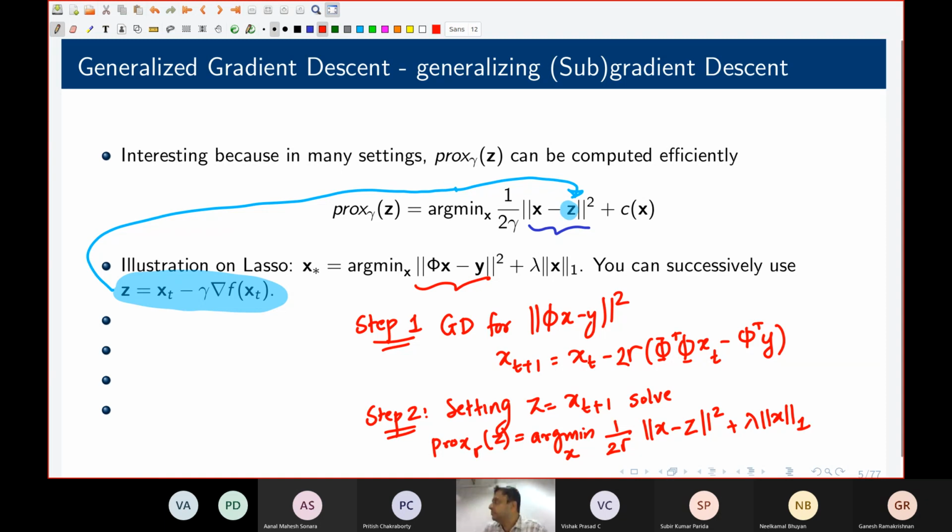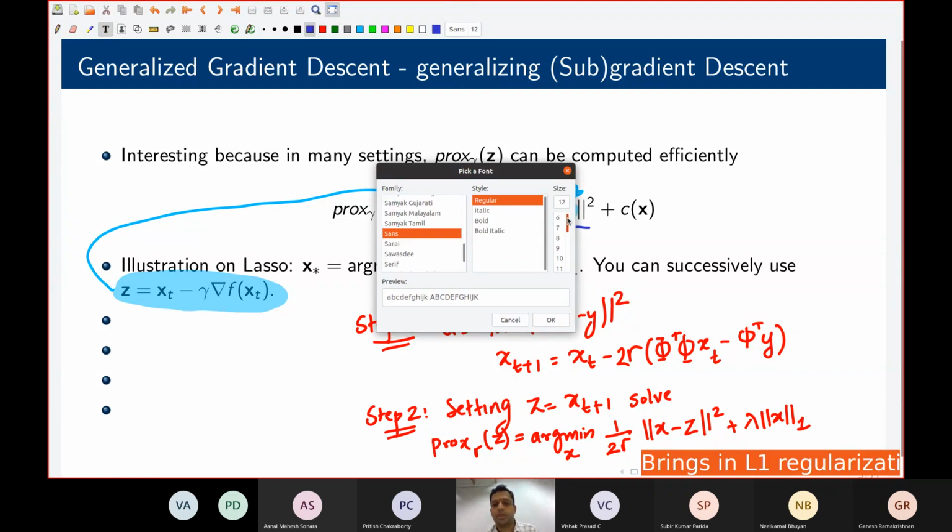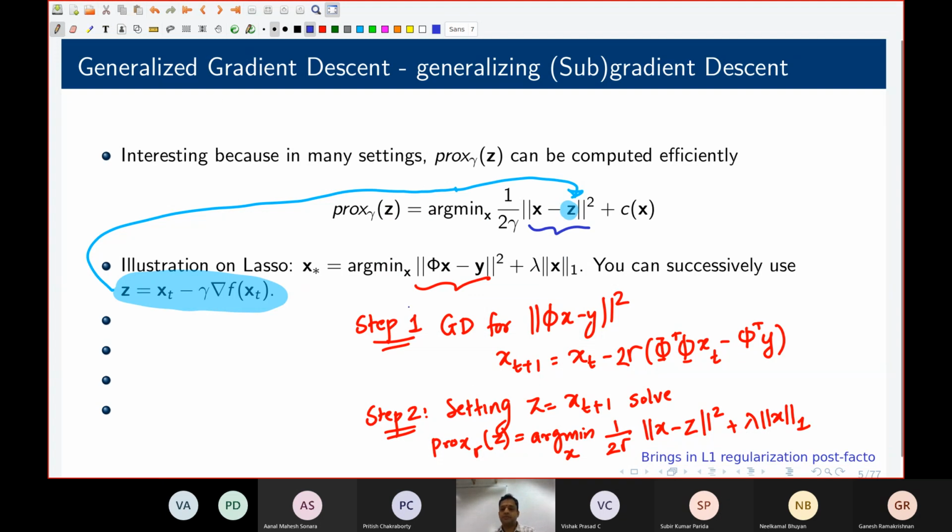So I'm bringing the regularization post facto. Instead of bringing the regularization up front, I'm saying let me solve the gradient step and then bring in regularization. Is that clear? This has come in post facto. That's exactly the application of the generalized gradient descent now to lasso.